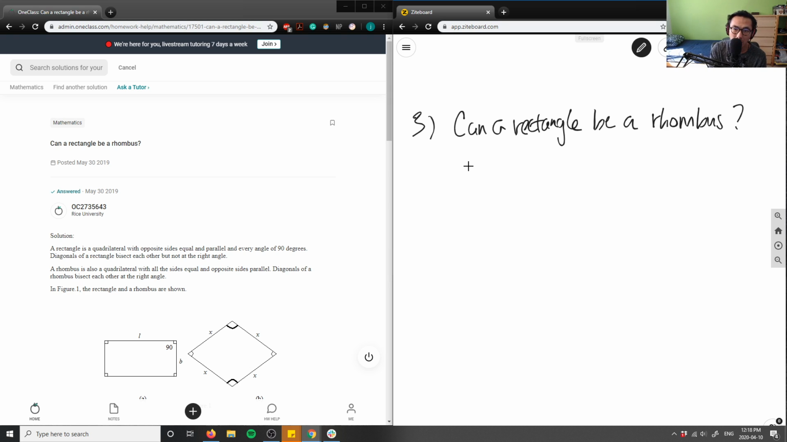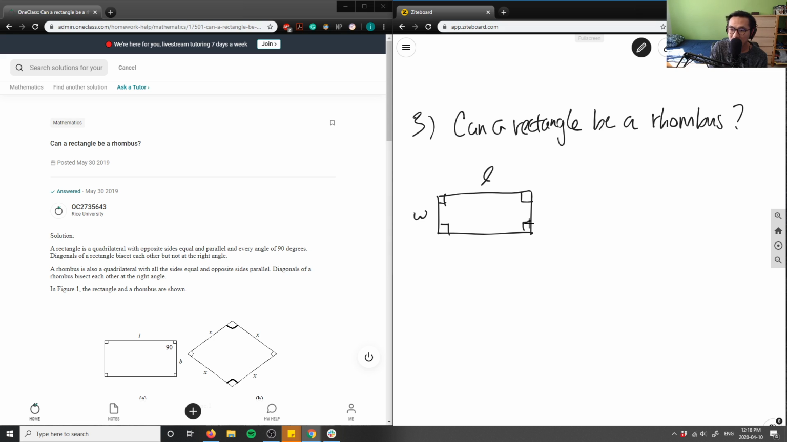And let me just draw a rectangle for you. They actually drew it out here, which is nice, but I'll draw it out for you as well here. So here's my rectangle. Remember, this is a rectangle. I have some length and some width, right, of a rectangle, and these are all 90 degrees.